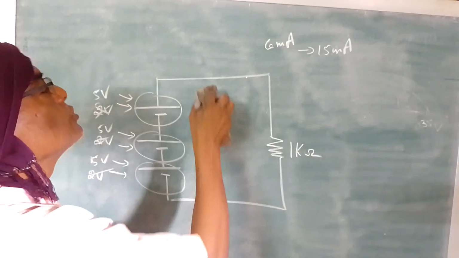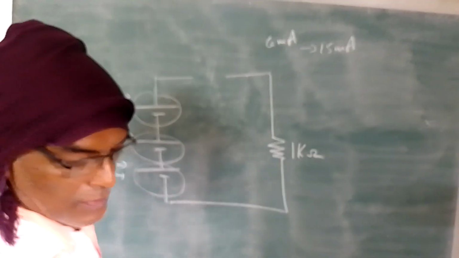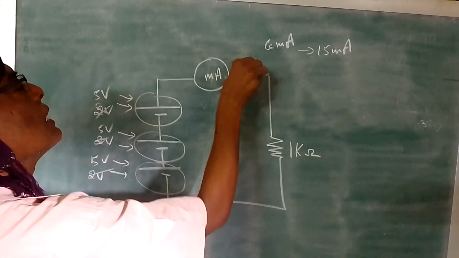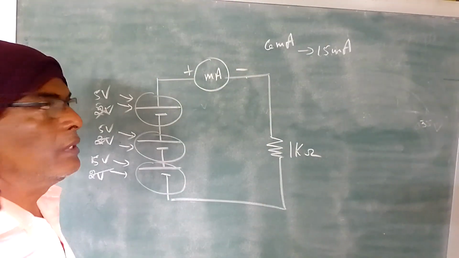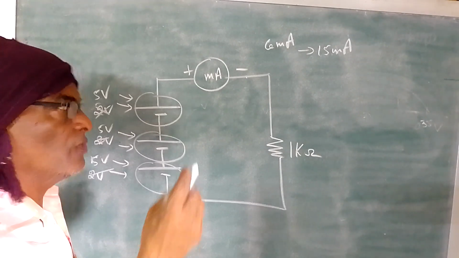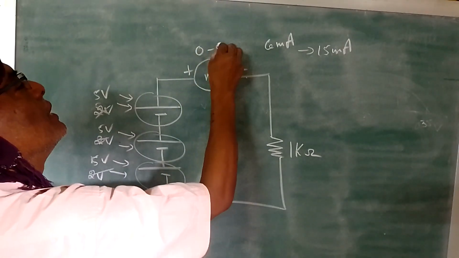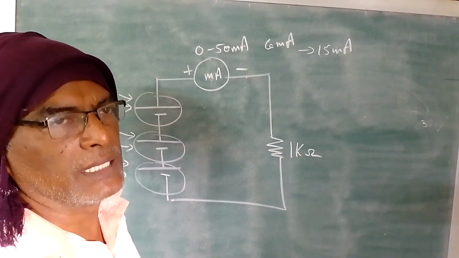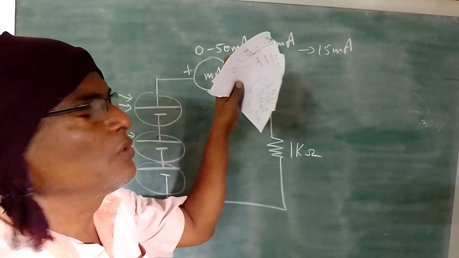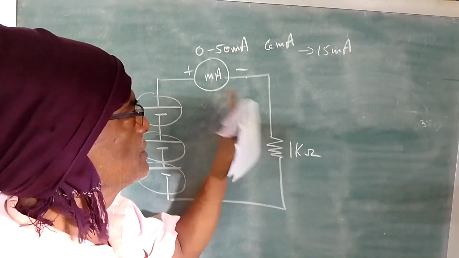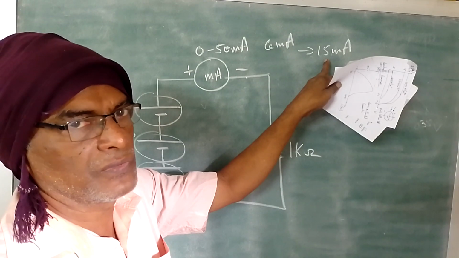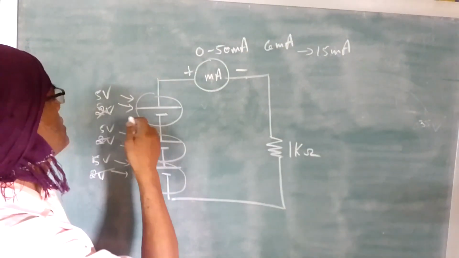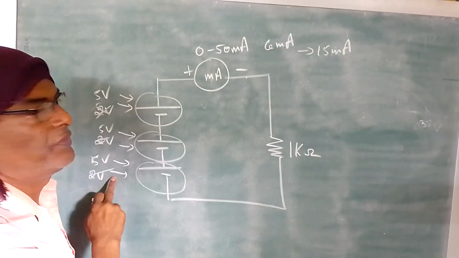So how do you choose the ammeter? You choose a milliammeter, current flows like this, positive, negative. Now you have 15 milliamps current, you go for 0 to 50 milliamps. You ask the laboratory assistants to give you 0 to 50 milliamps, and connect in this fashion. So the upper limit we are fixing is 15 milliamps. So now the meter will be very safe. Now the voltage is not going to vary beyond 5, 5, 5, it's going to be 15.